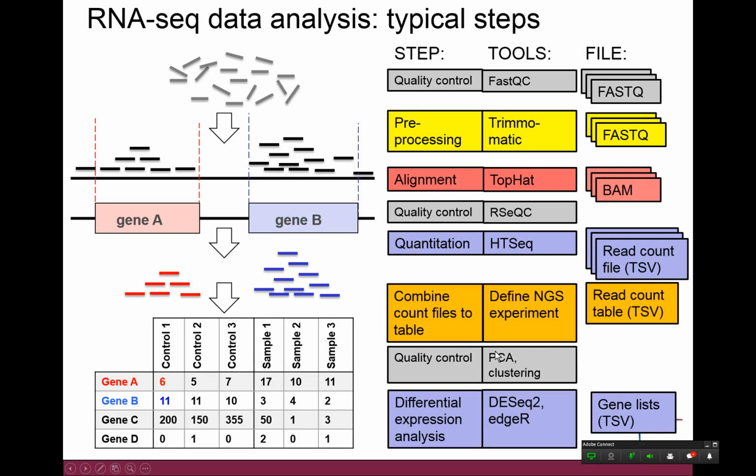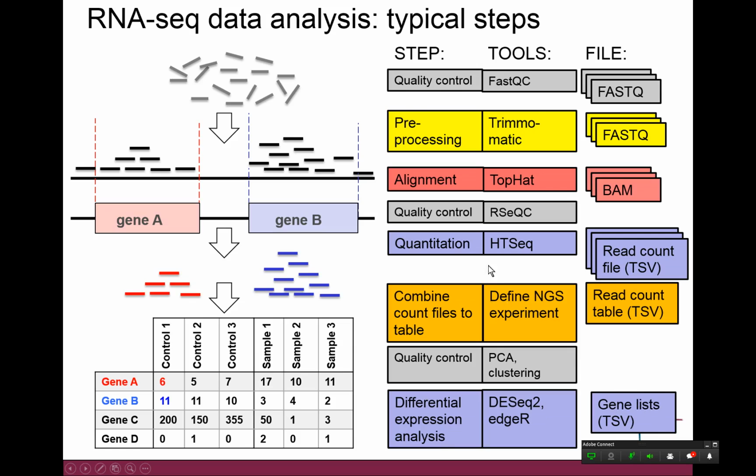And then we do again quality control using PCA or clustering to see how the whole experiment went and are we happy with our results at that point. And the last step is the differential expression analysis, where we use here DESeq2, and from that we get a list of differentially expressed genes.